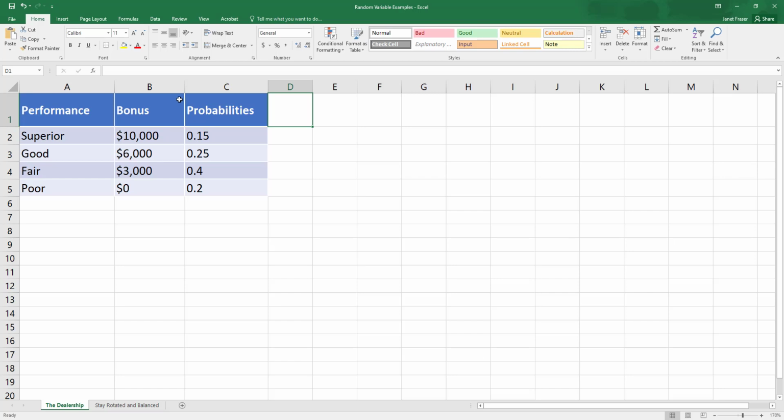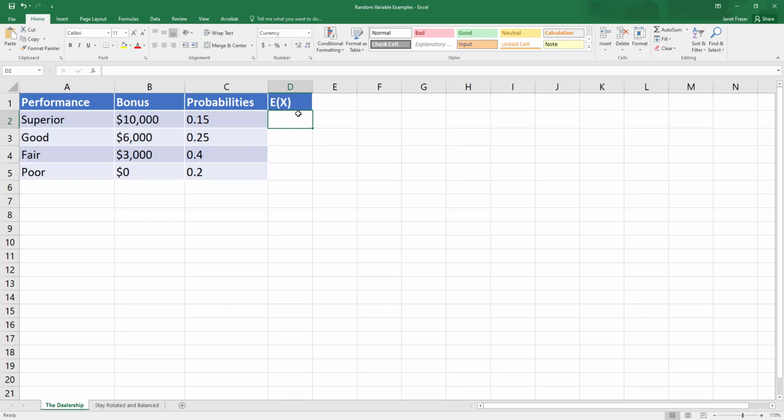So for our expected value, or our mean, we indicate this as E(X). And what we want to do is multiply the amount of money for the bonus and the probabilities related to the number of employees getting that bonus. So in this case, I want to multiply B2 times C2, and I get 1,500. I'm going to copy that formula and paste it down. Remember, 0 times anything is still 0.